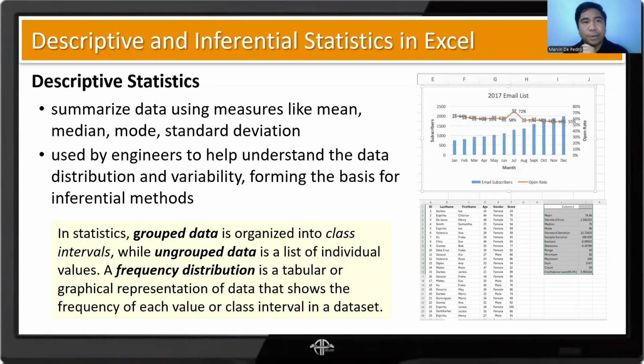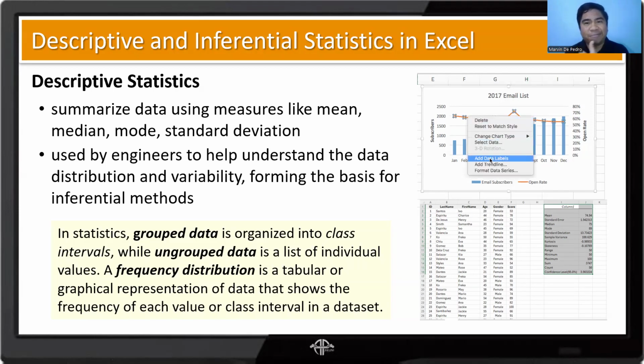Module 6. First, let's define descriptive statistics. As shown here, descriptive statistics basically summarize data using measures like mean, median, mode, and standard deviation. It is used by engineers to help understand the data distribution and variability. And this forms the basis for inferential methods.